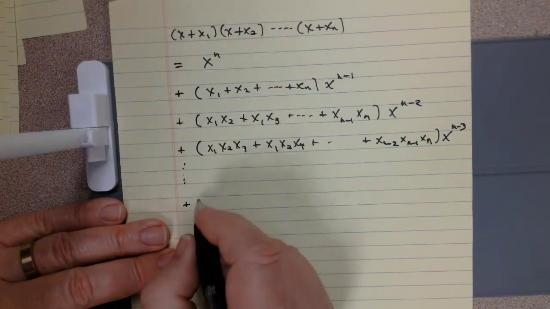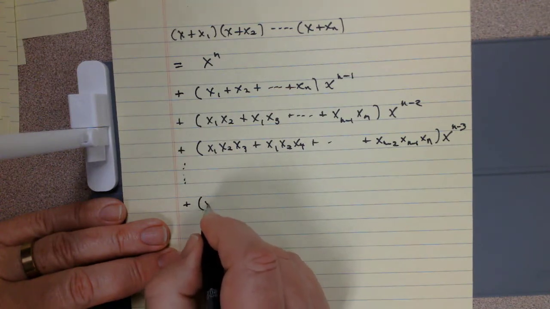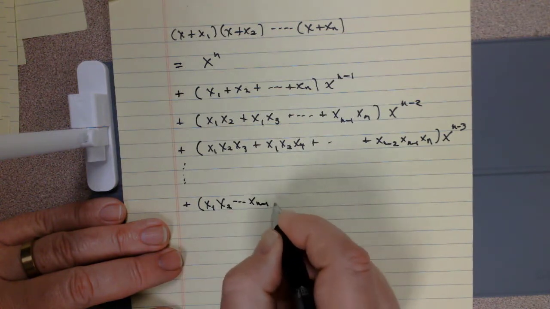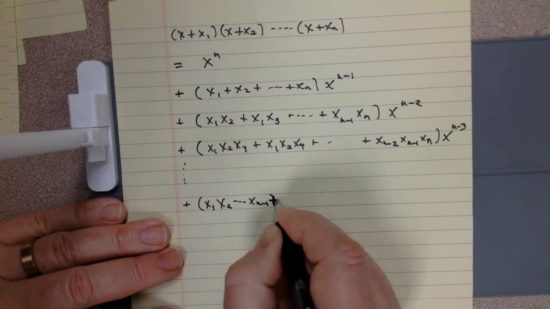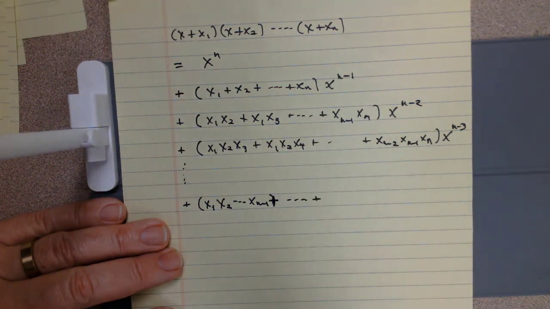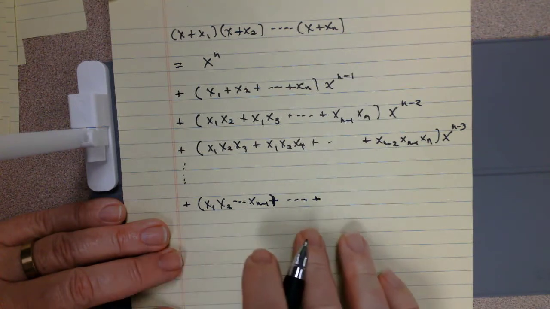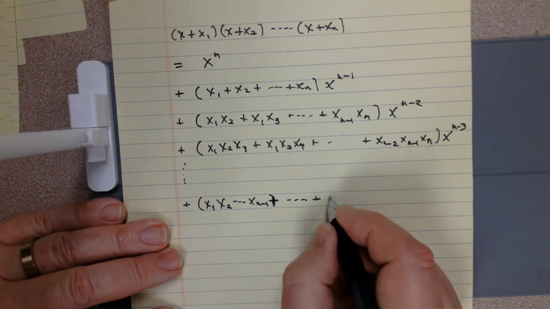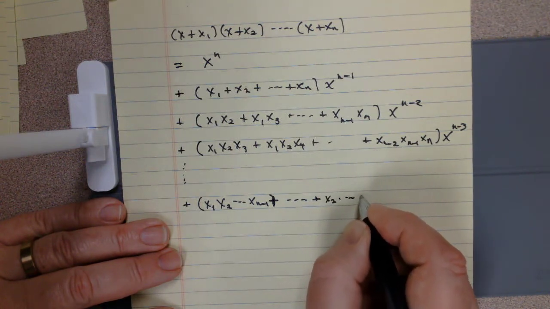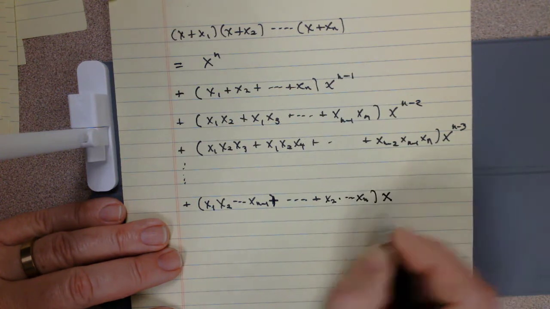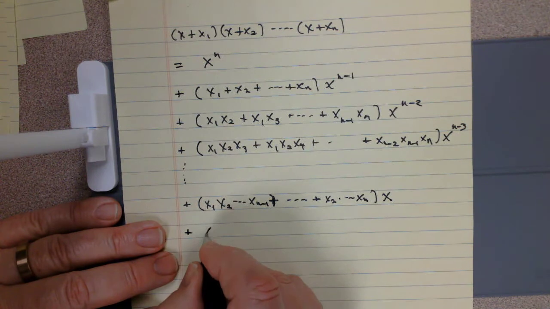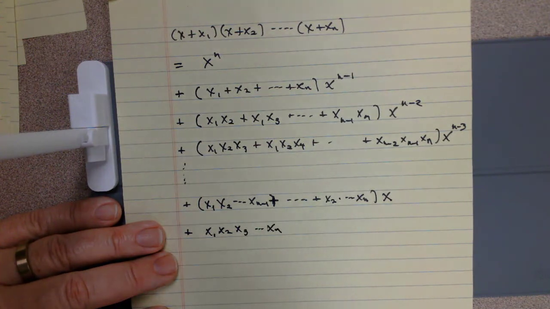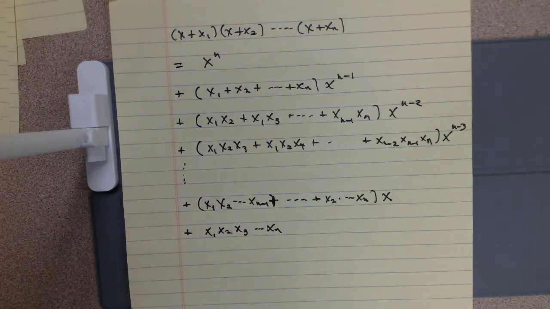The next to the last step, we would go x1 times x2 all the way through xn minus 1 plus, multiplying all the different ways that we can get n minus 1 of these constants together until we get x2 times through xn times x, and then finally x1 times x2 times x3 through xn, like so. Okay.